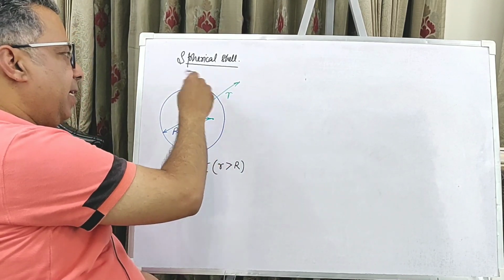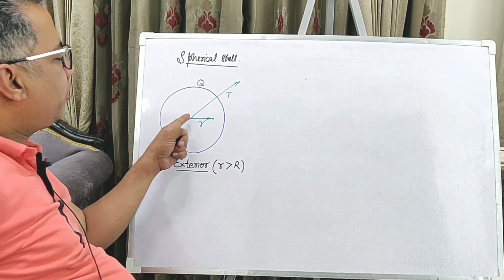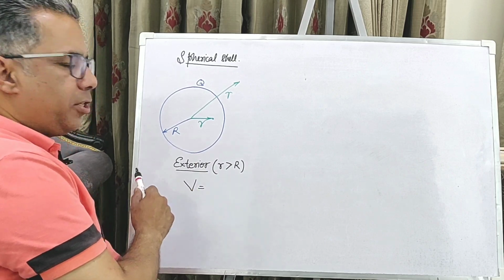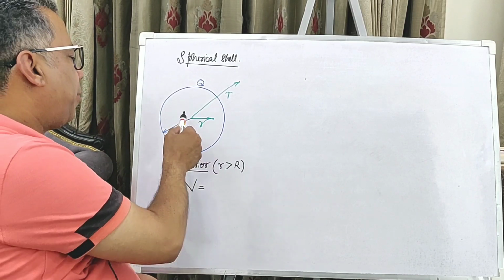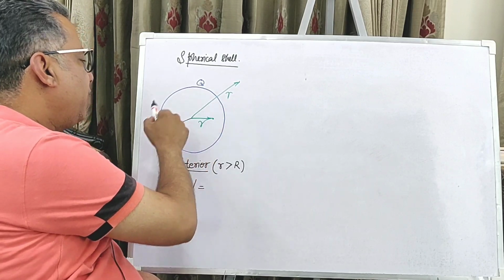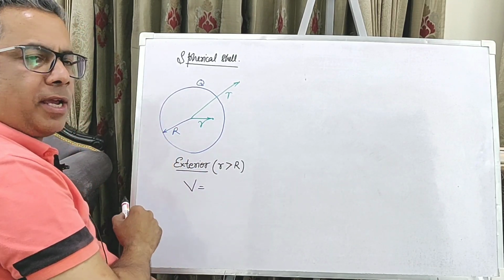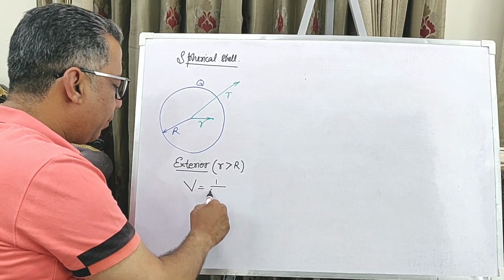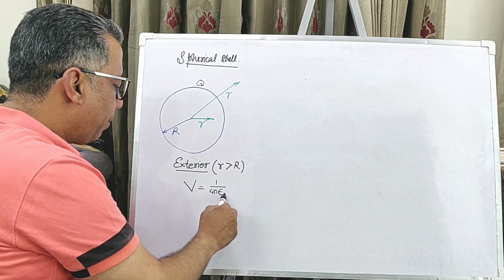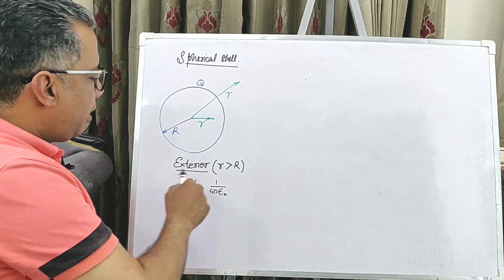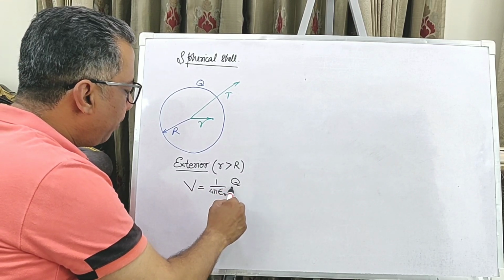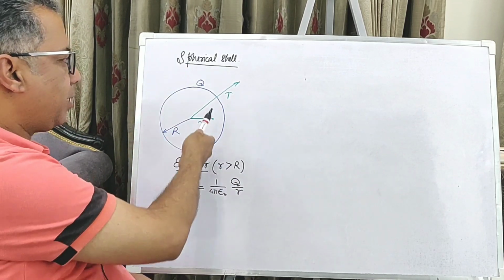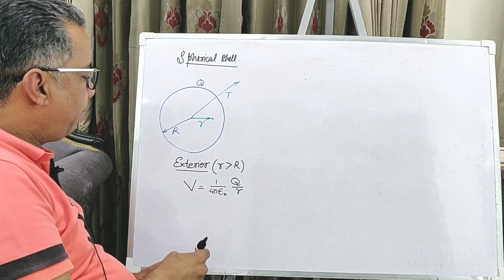Now over here, as I said, this charge behaves like a point charge placed at the center, and therefore we can calculate the potential just like that of a point charge placed at the center. So if this entire Q is a point charge and it is placed at the center, then potential will be 1 by 4 pi epsilon naught times Q by small r. That's the potential just outside this shell.